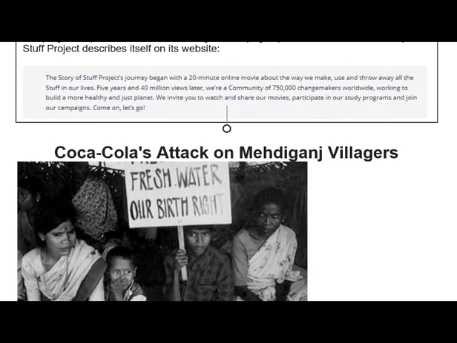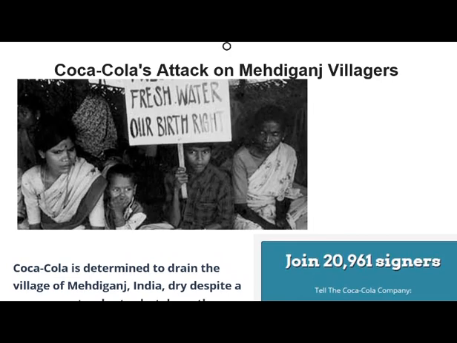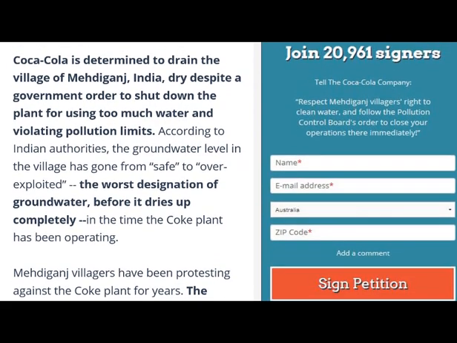And now the text begins with the title, Coca-Cola's Attack on Mehdiganj Villages, and an image of villagers protesting for fresh water, saying it's their birthright. It begins. And you'll see just there, very prominent on the page is a signed petition panel where you put your name, address. It's already pre-populated for Australia and has the signatures there. It says, tell the Coca-Cola company, respect Mehdiganj villagers' right to clean water and follow the Pollution Control Board's order to close your operations there immediately.